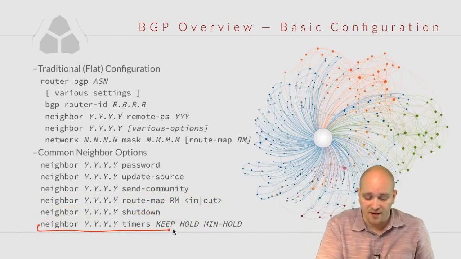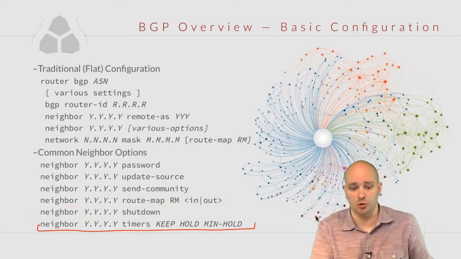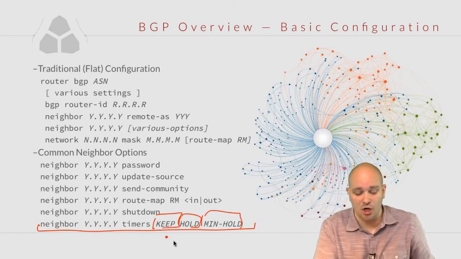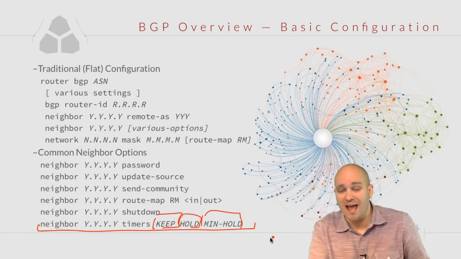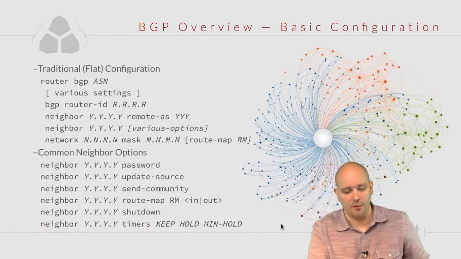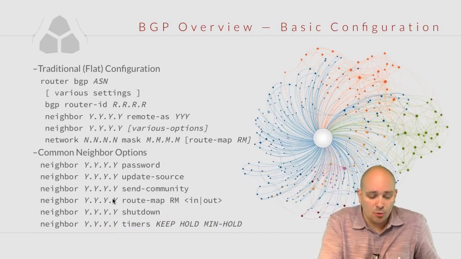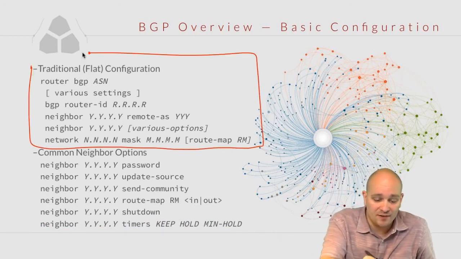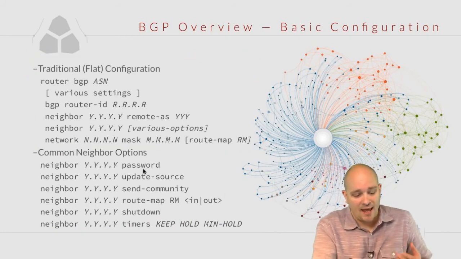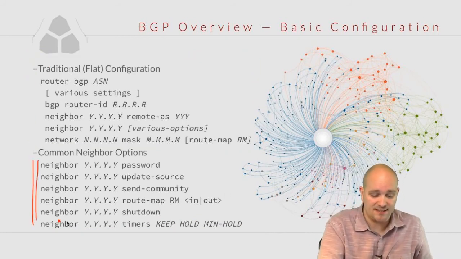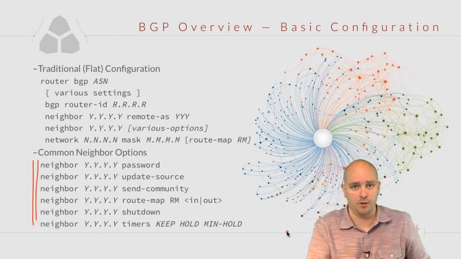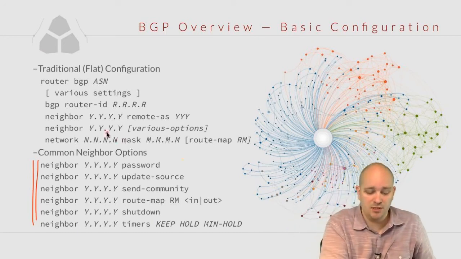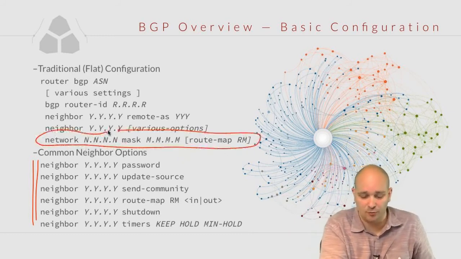You can also specify what timers you want to use. And for BGP, there are really three sets of timers, and these are keepalive, hold timer and the minimum hold timer. I'll talk about them a little bit later on. So this is the traditional configuration or the flat configuration. And you can see that most of the settings in BGP are configured on per neighbor basis. One of the common things that you want to do in BGP is to actually advertise certain networks.